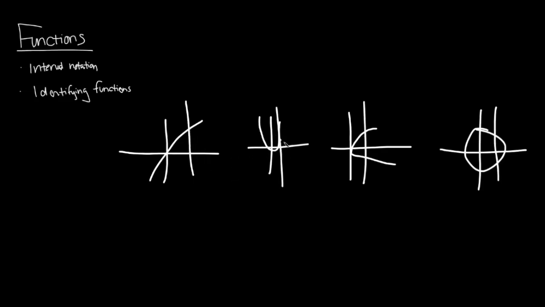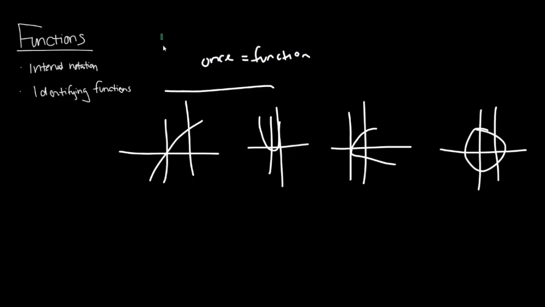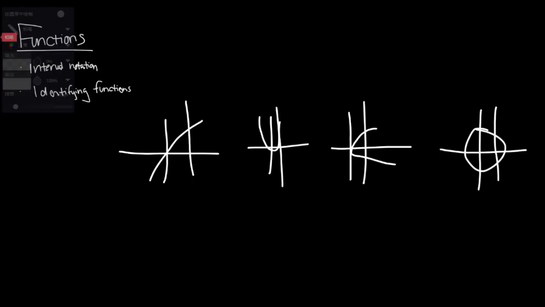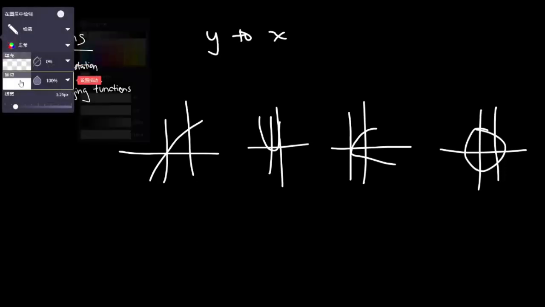So basically, both of these cut through once, so that means it equals a function. These cut through twice, so they're not a function, obviously. Just simple like that. But what I want to show you guys is how to name and classify a function. So we do it as y to x. Basically, y is a horizontal test, and x is a vertical test. So let me show you.